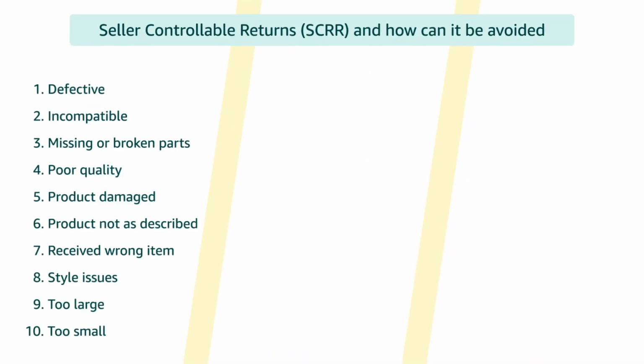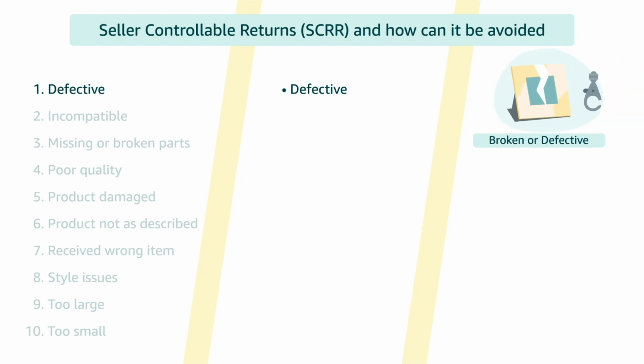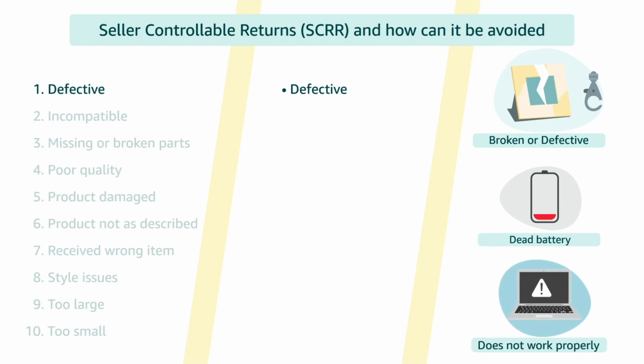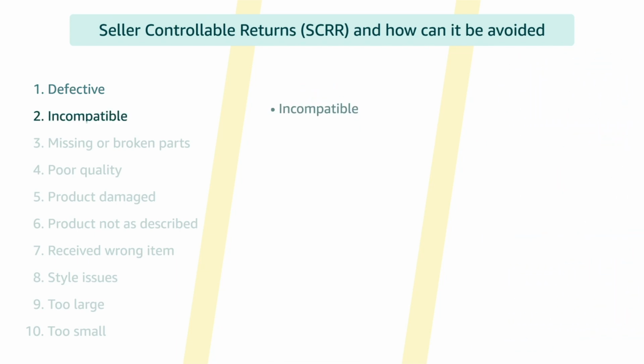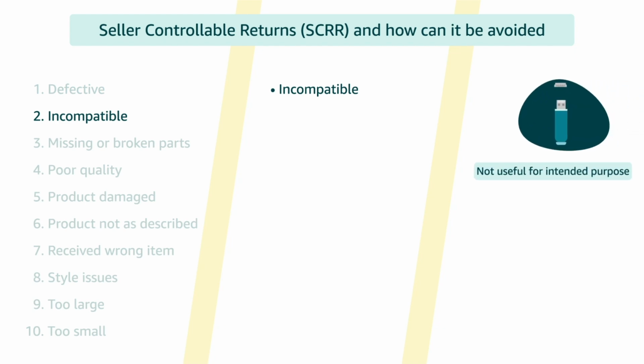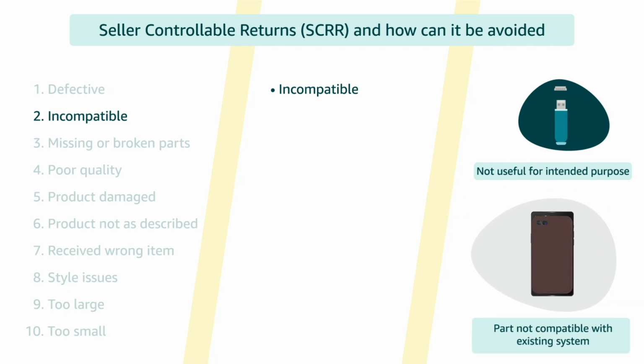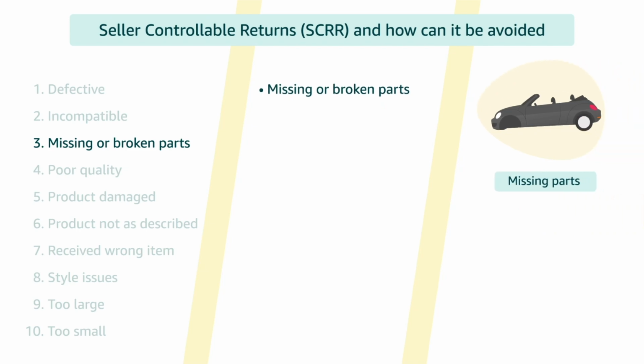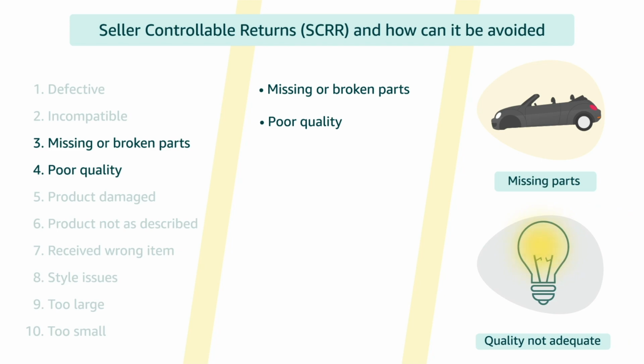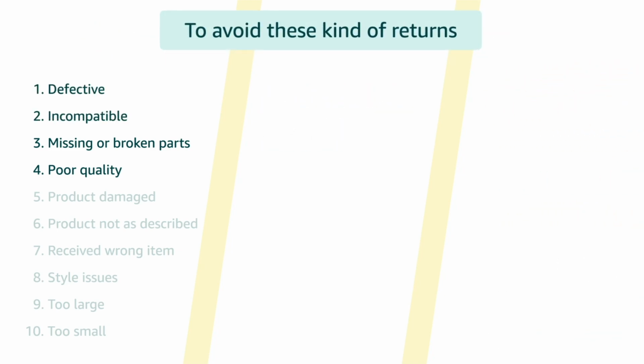Let us now understand what are the different kinds of seller controllable returns or SCR and how it can be avoided. One of the reasons for the return could be due to a defective product where the product can be broken, is defective, has a dead battery, or simply does not work. The customer can also return the product because it is incompatible, meaning it's not useful for its intended purpose, or the product is not compatible with the existing system. The other reasons could be due to missing or broken parts, or because the quality of the product is poor.